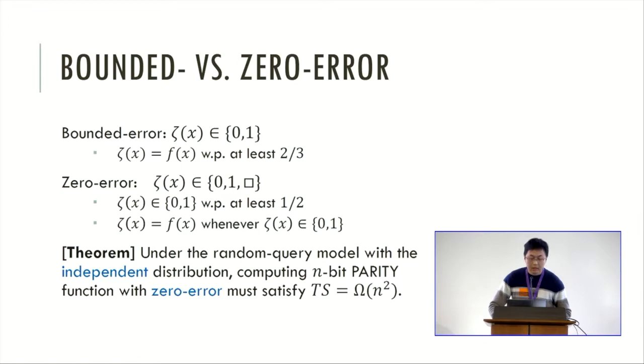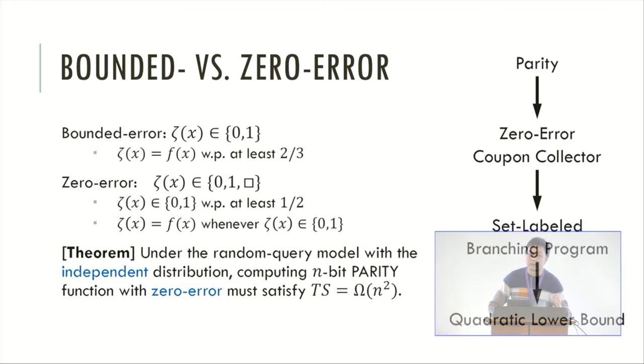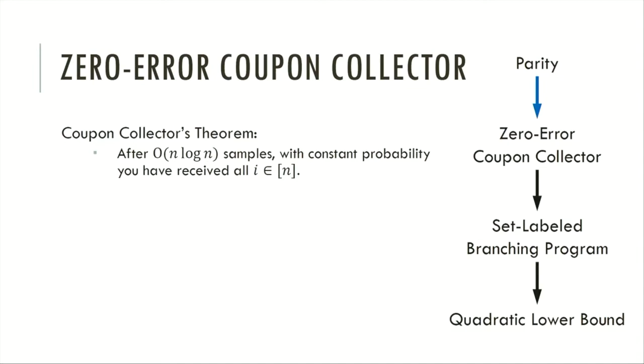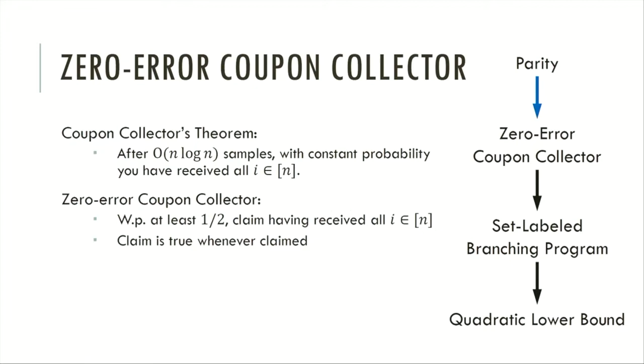What we prove in this paper is that computing the parity function with zero error requires a quadratic trade-off between time and space, with the independent distribution of the indices you received. And here's the roadmap of reductions we use to prove this trade-off. The first step is the reduction from the zero error coupon collector problem. As I said, the coupon collector's problem states that a coupon collector has to receive at least n log n coupons to collect all n different coupons. But in the zero error coupon collector problem, the collector also needs to claim that it has received all coupons. And whenever it claims, the claim must be correct.